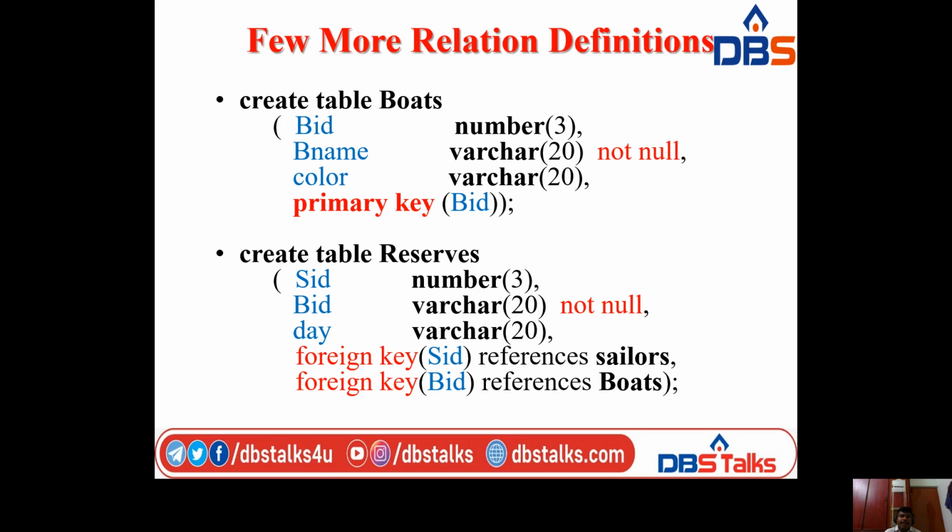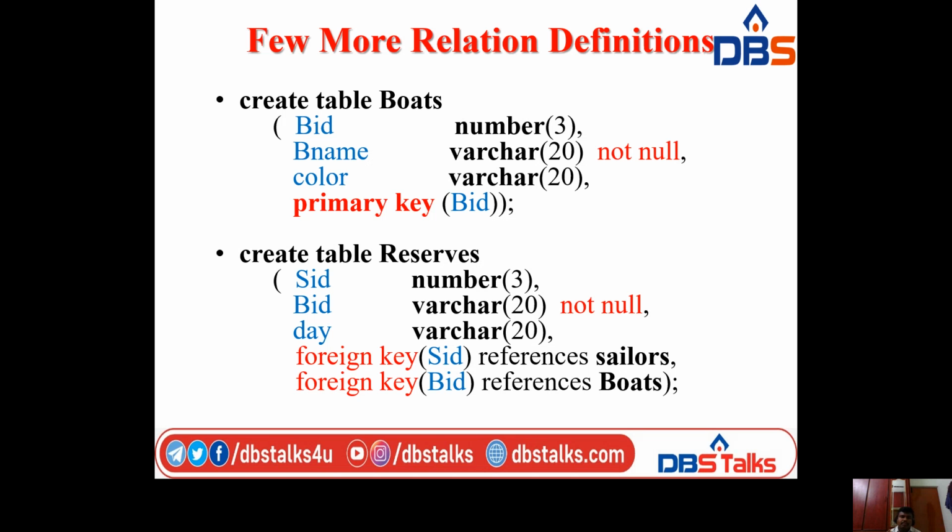Now coming to create table reserves. Here the reserves table we are creating with SID as number of 3, BID as varchar of 20 not null, and day, which is also varchar. Here SID is the foreign key and BID is the foreign key. Foreign key SID references the sailors. Now foreign key BID references the boats.